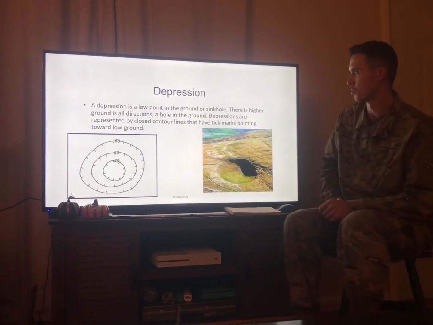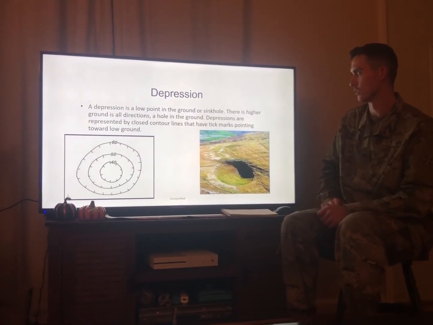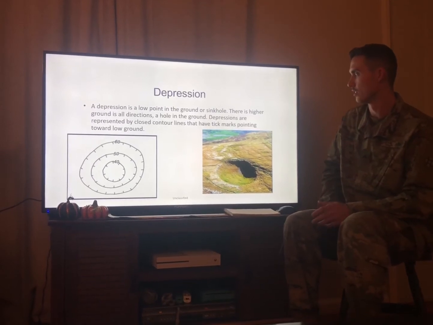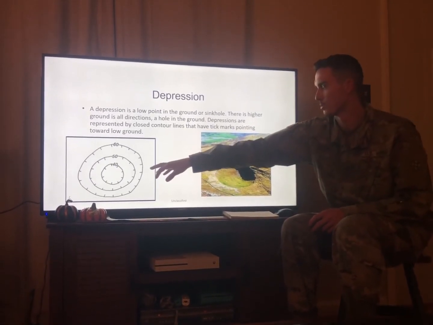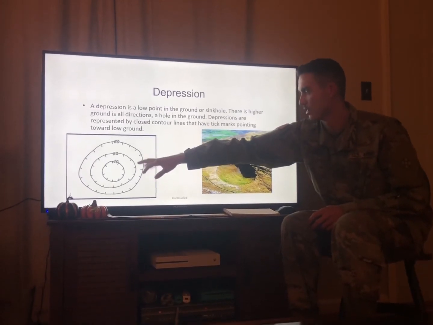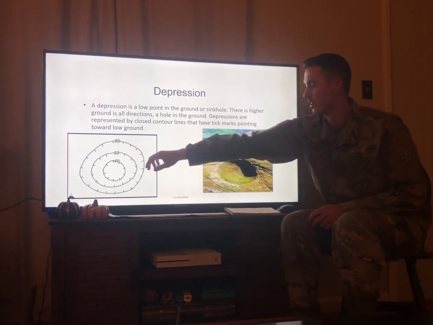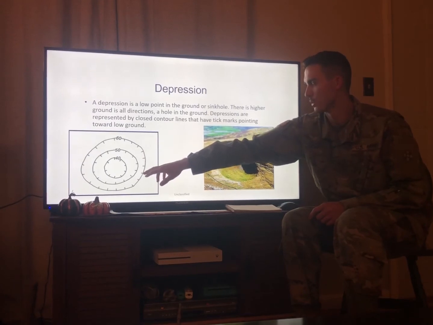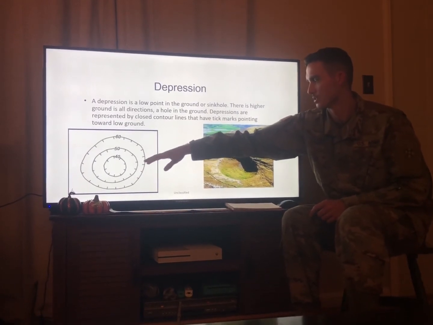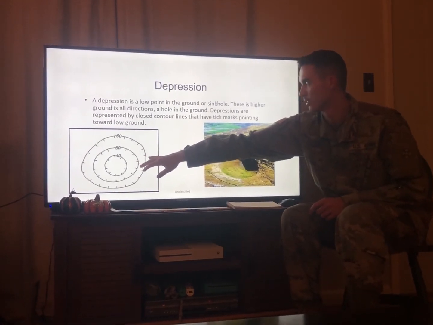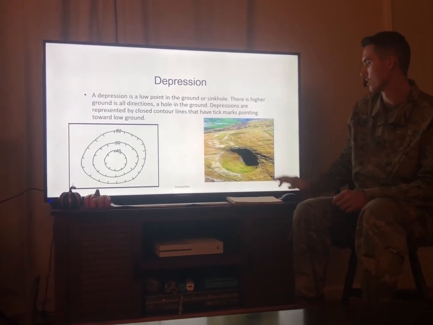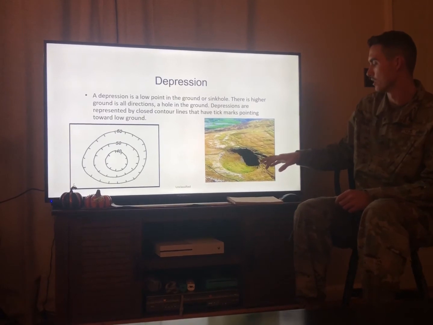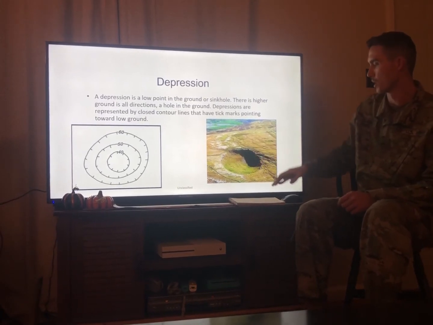The next feature is a depression. It's just an area of low point or a sinkhole. The contour lines are depicted in circular formation, the elevation going down. They also have tick marks facing towards the lowest point of the ground. And this is a picture of a real life depression in the ground.